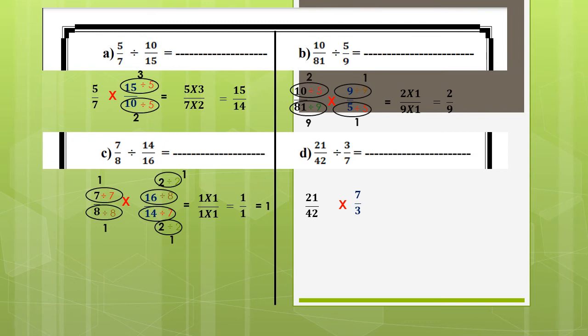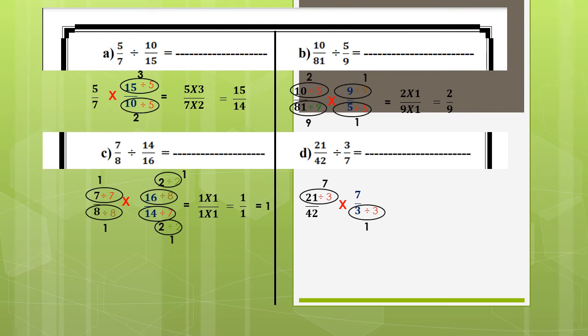21 over 42 times 7 over 3. Let's check. 21 and 3 are together in table 3. Divided by 3 up and down. 21 divided by 3, which is 7. 3 divided by 3, which is 1.